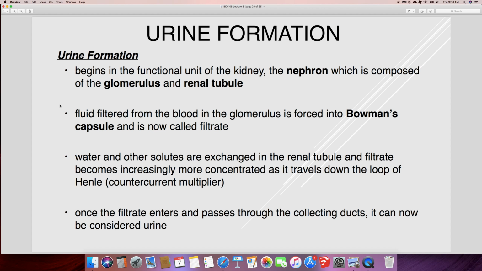So urine formation begins in the functional unit of the kidney, which is known as the nephron. The nephron is composed of 2 components: the glomerulus and the renal tubule. The renal tubule includes the proximal convoluted tubule, loop of Henle, and the distal convoluted tubule, and the glomerulus is basically a very high pressure capillary bed that will push fluid into the renal tubule, as well as Bowman's capsule. Bowman's capsule is really the first portion of the renal tubule.